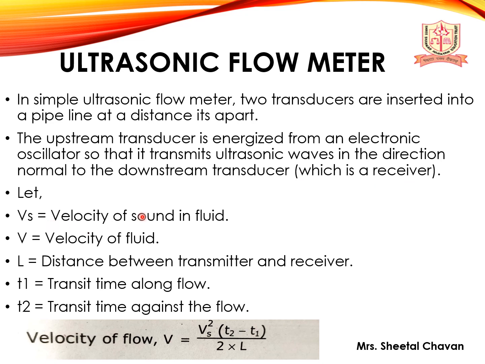Let Vs be the velocity of sound in a fluid, V the velocity of fluid, L the distance between the transmitter and the receiver, T1 the transit time along the flow, and T2 the transit time against the flow. So what is the formula? How to calculate the velocity of the flow? V is equal to Vs [(T2 minus T1) upon 2L], where L is capital L.